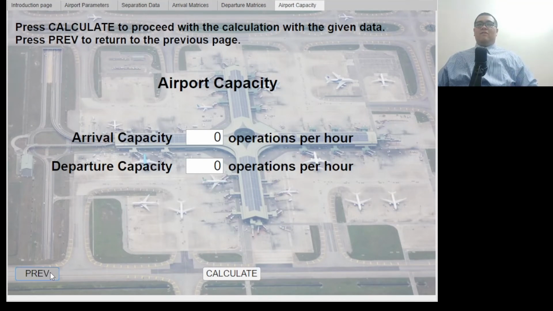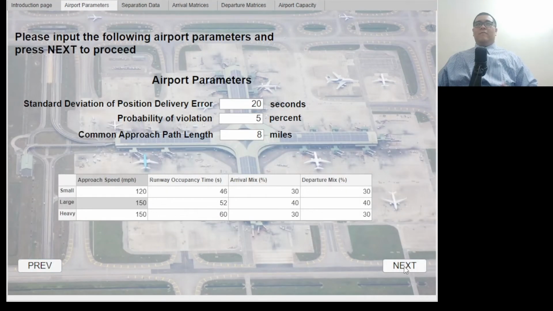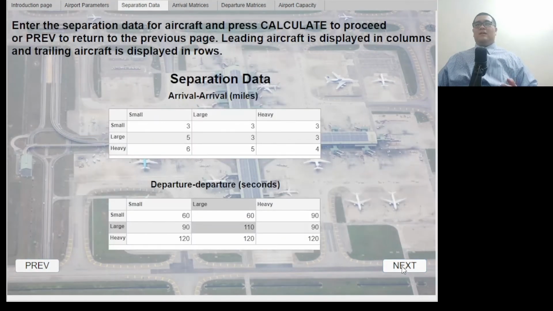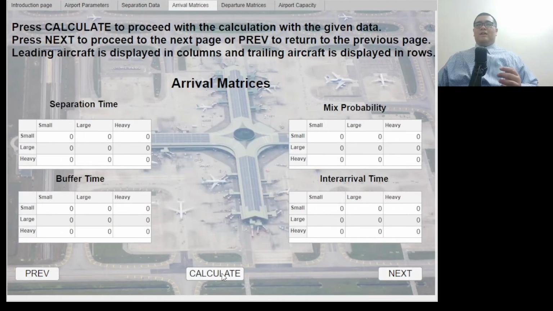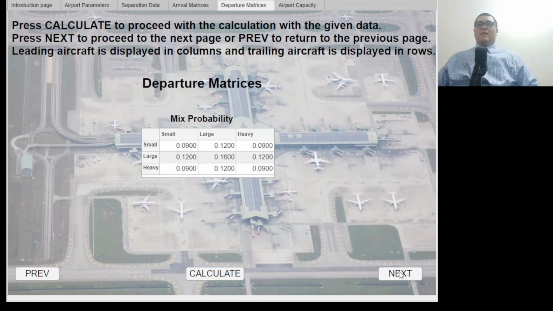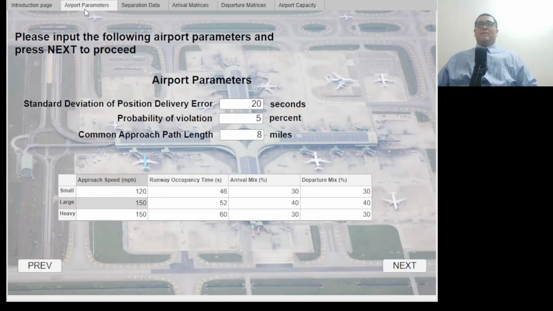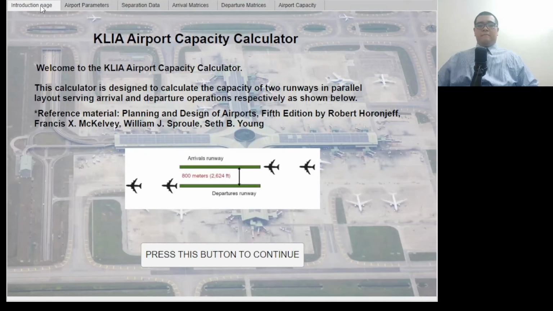So once the user has entered all the values on the airport parameters page and the separation data page, they can click calculate over here, and this will calculate the results based on the user input. And we can see that the airport capacity says the arrival capacity is 27.07 operations per hour, and the departure capacity is 37.54 operations per hour. So that is basically the design of the GUI.